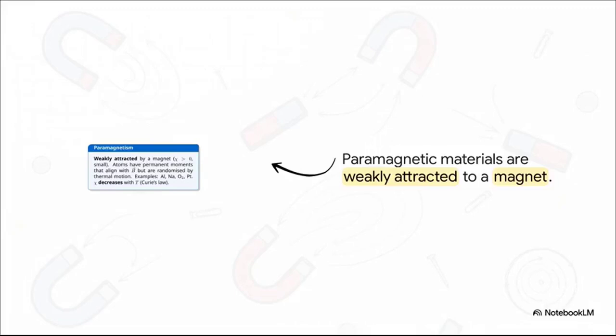Next up, contrast that with paramagnetism. Materials like aluminum and sodium have atoms that do possess permanent magnetic moments. When you apply an external field, these tiny atomic magnets try to line up with it, and that results in a weak attraction. However, they are constantly fighting against the chaotic thermal motion of their own atoms. So as temperature rises, this thermal scrambling increases, and the material's magnetic susceptibility falls. That inverse relationship is mathematically described by Curie's law.